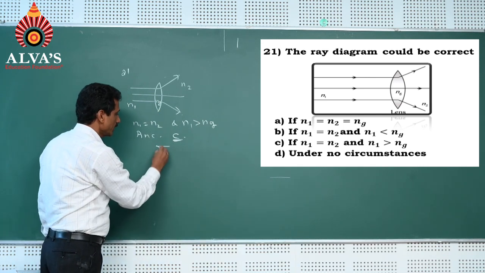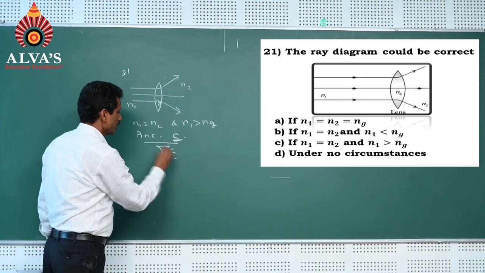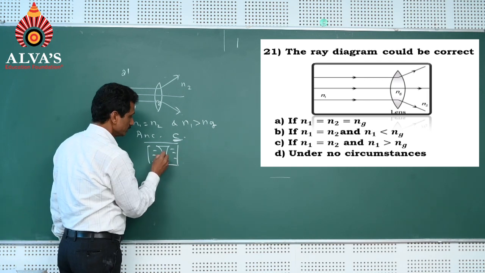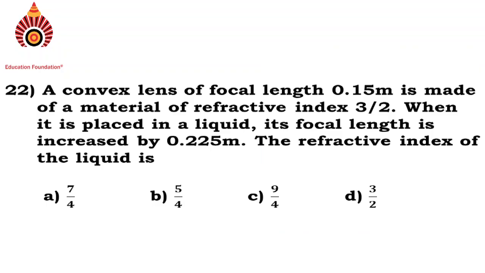Also, you can think in that way. If a concave lens is immersed in a medium of higher refractive index, then this concave lens behaves as a convex lens. Okay, next question, question number 22.